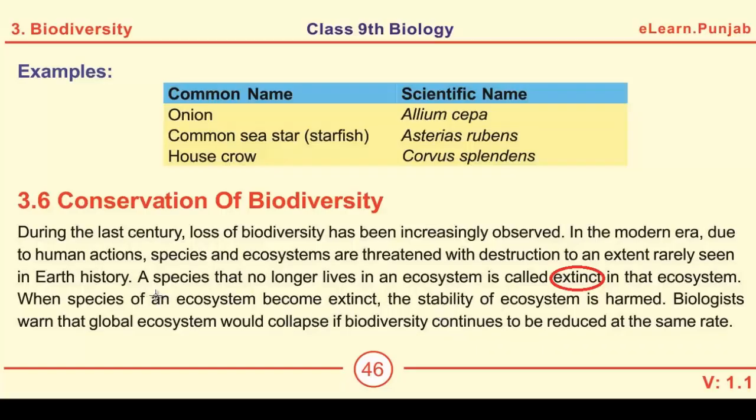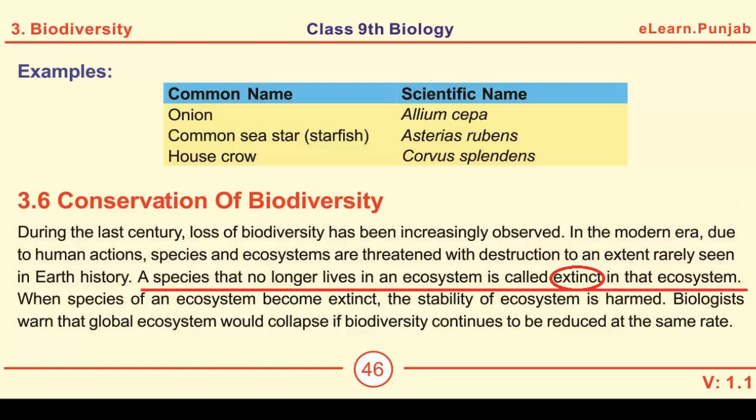There is only one short question on this page, and that is the definition of extinct species. A species that no longer lives in an ecosystem is called extinct in that ecosystem.